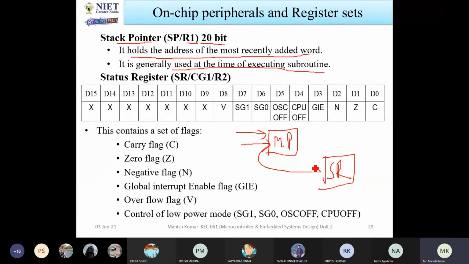These things will be jumped to the subroutine, but the currently executing address should be stored somewhere else. That data will be stored in the stack pointer, so that after finishing the subroutine you have to come back with this. Okay, and then you have to run the rest of the program. So that's why the stack pointer is used, and it's a very convenient way to take the data from the stack pointer. It's very easy.